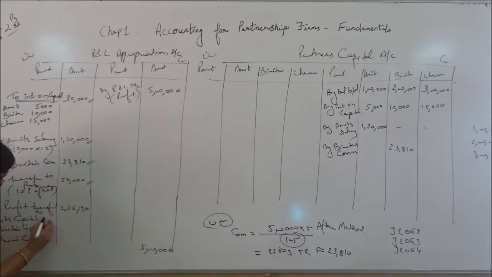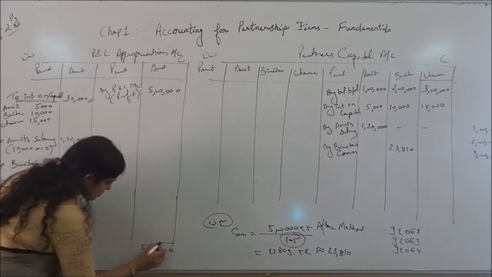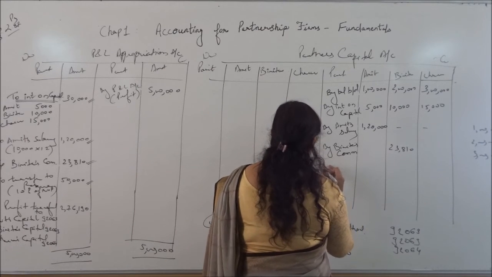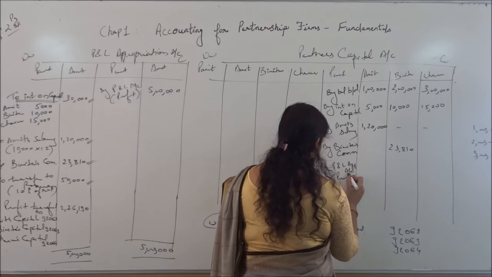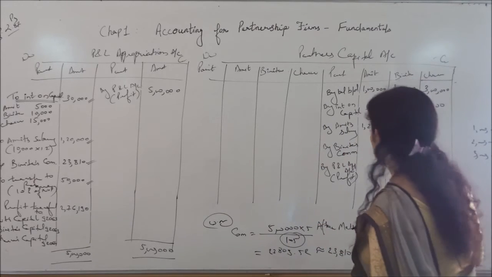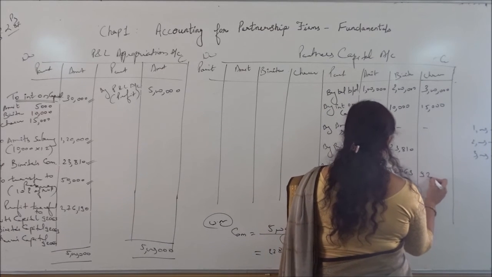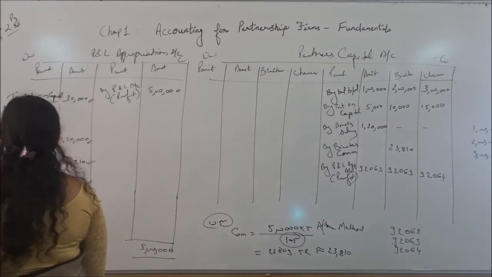So please note down the answer here: 92,063, 92,063, 92,063, and for this one we said 92,064, like this, total 5 lakh on both sides. Now since we are getting the profit, transfer profits here by the P&L appropriation account. In brackets write profit: 92,063, 92,063, 92,064.